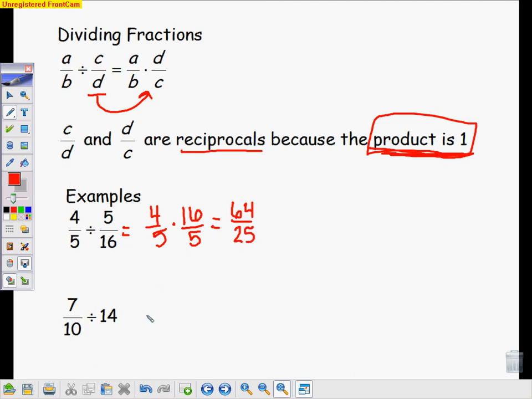All right, the next one, 7/10 divided by 14 becomes 7/10 times 1 over 14. Keep in mind this is 14 over 1 if you need it. Now, does anything cancel here? 14 is 2 times 7, so those 7's will cancel. Nothing else will, leaving us with 1/20.